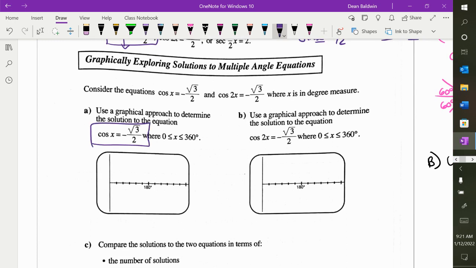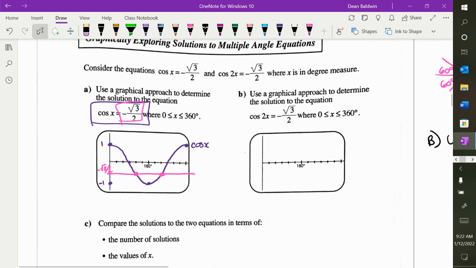Cos x is equal to negative root 3 over 2. What that means is the cosine graph, we know, starts at 1 and looks like this. That's the cosine graph, cos x. And then where does it equal negative root 3 over 2? Well, I'm just going to guesstimate where that is. Say it's there. There are your answers.